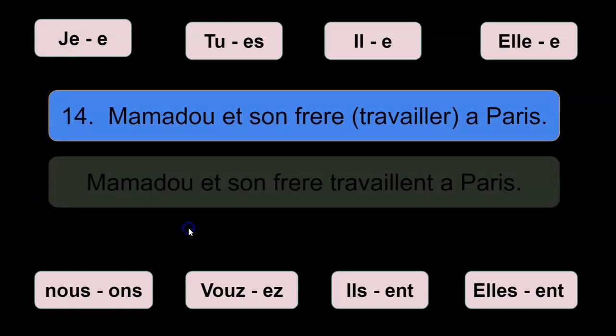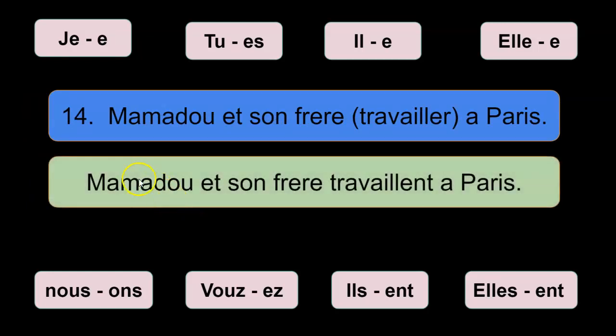Mamadou et son frère travaillaient à Paris. Mamadou and her son work in Paris. So again, this is third person. You have two people through a third person singular. Travailler.